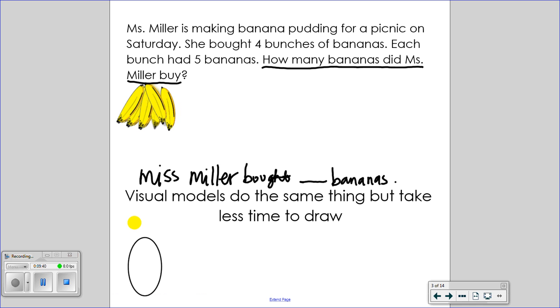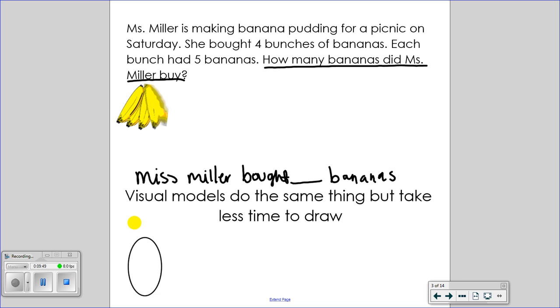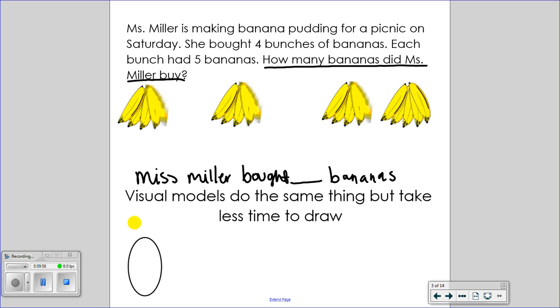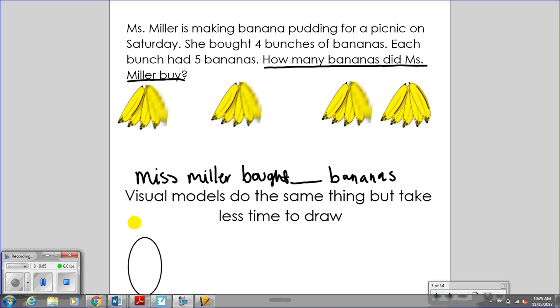So I'm going to pull out my bunches of bananas. Alright, here's 1. Here's 2. 3, and 4. I got my bananas all drawn out. You need to have drawn your bananas. Now that I've drawn my 4 bunches of bananas, and I know that each bunch has 5 bananas on it, what do I need to do now?